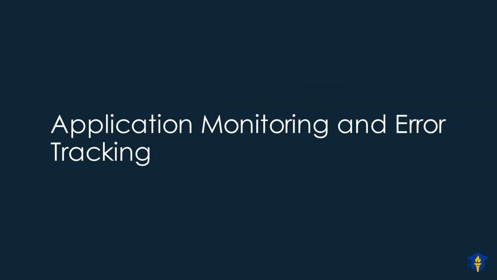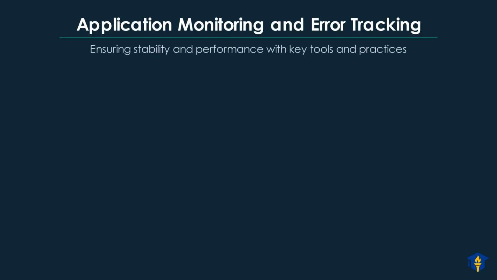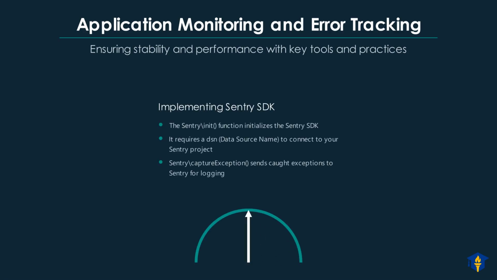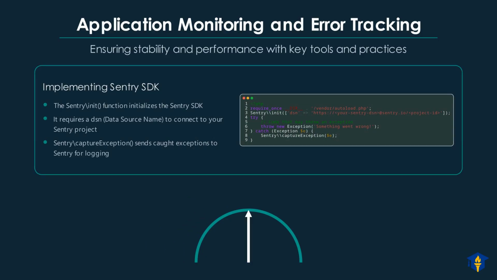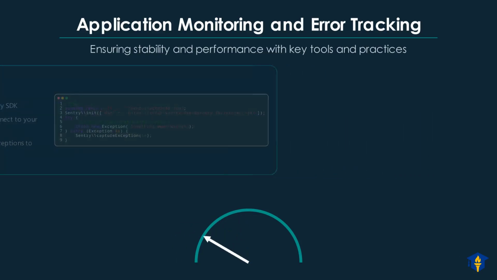We are now discussing application monitoring and error tracking for stability and performance. We will explore key tools and practices to ensure your applications run smoothly. Let us begin by implementing the Sentry SDK for error tracking. The Sentry init function initializes the Sentry SDK, requiring a DSN for project connection. This PHP code snippet shows how to initialize Sentry and capture any exceptions that occur.